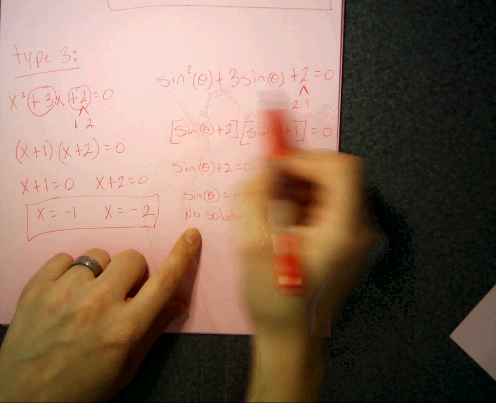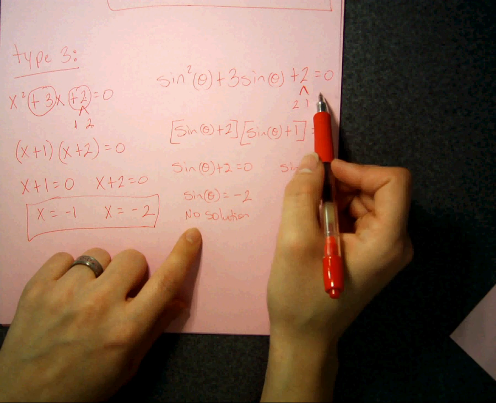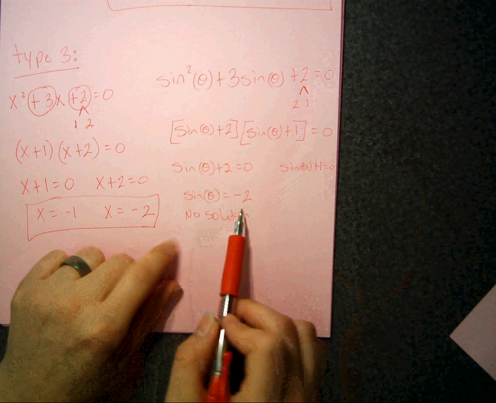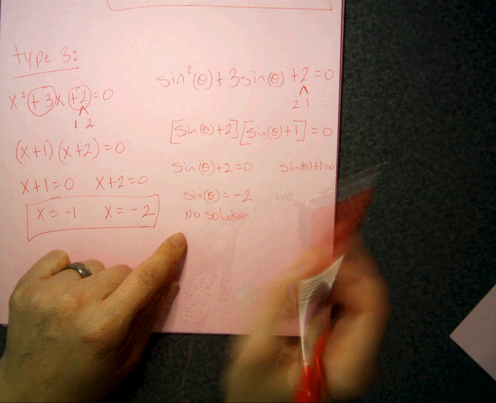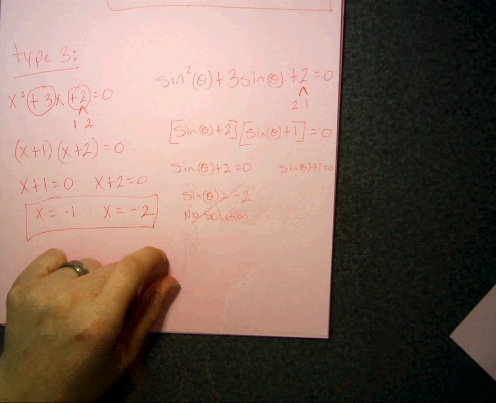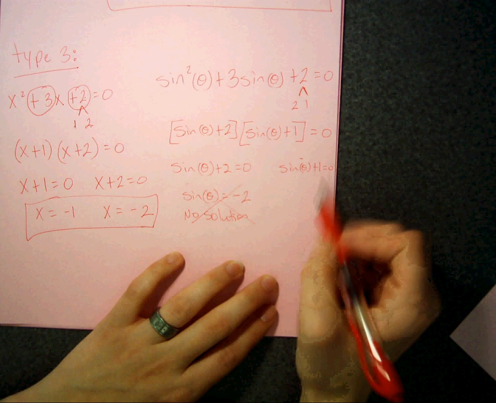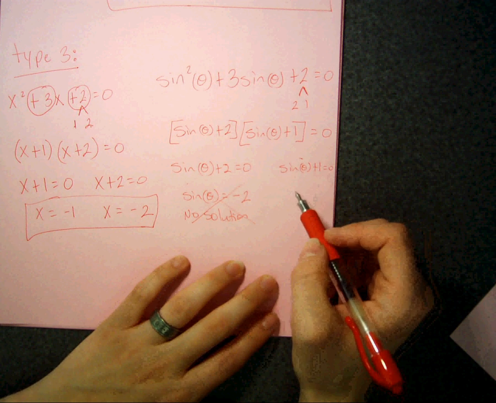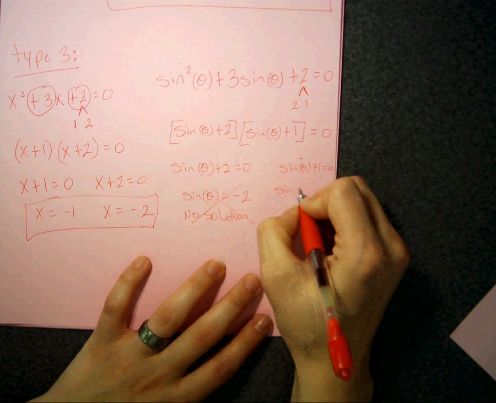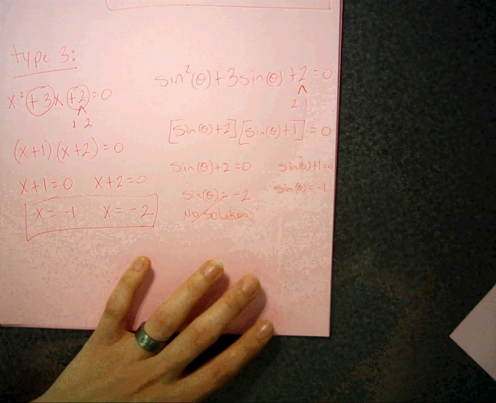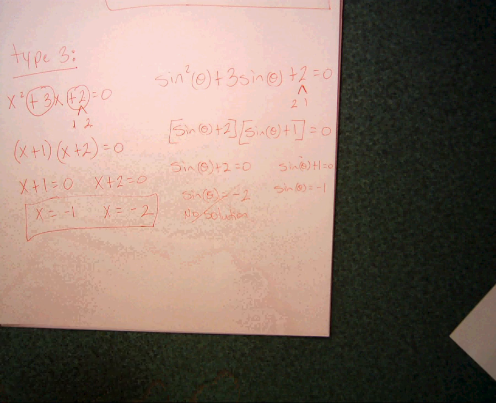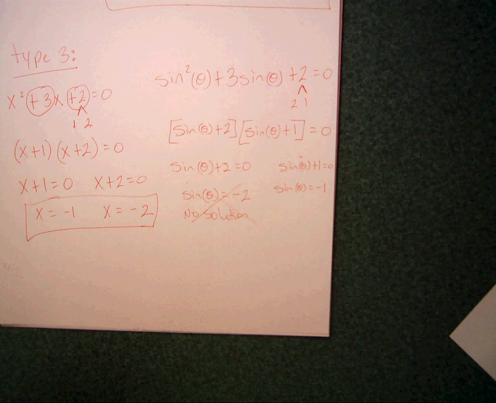Does that mean my overall equation doesn't have a solution? No. That just means that this little tidbit didn't give me anything, right? So it's useless. So now I'll come to the other equation. Again, get the trig function all by itself. So I have sine theta equals -1. I have the trig function by itself, so now I can go to the unit circle.